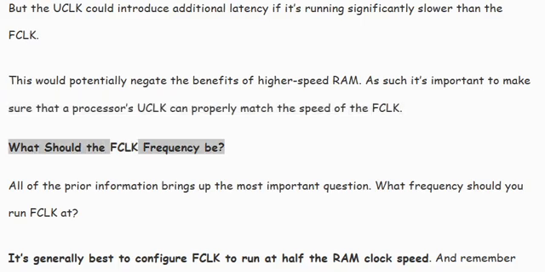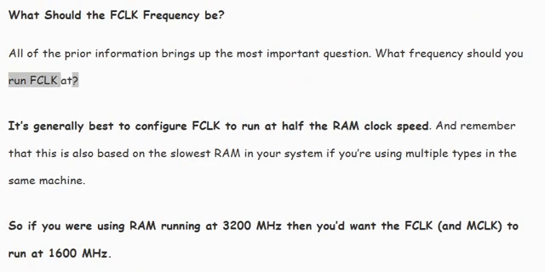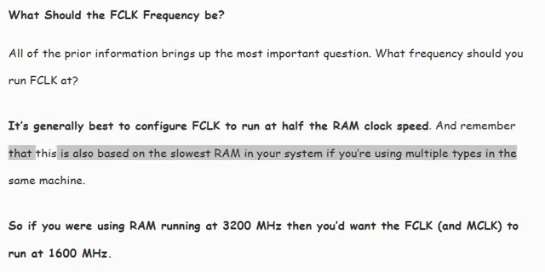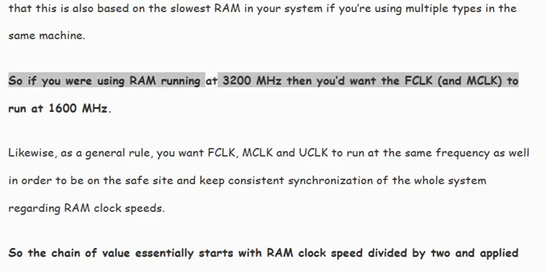What should the FCLK frequency be? All of the prior information brings up the most important question. What frequency should you run FCLK at? It's generally best to configure FCLK to run at half the RAM clock speed. And remember that this is also based on the slowest RAM in your system if you are using multiple types in the same machine. So if you were using RAM running at 3200 MHz, then you'd want the FCLK and MCLK to run at 1600 MHz.